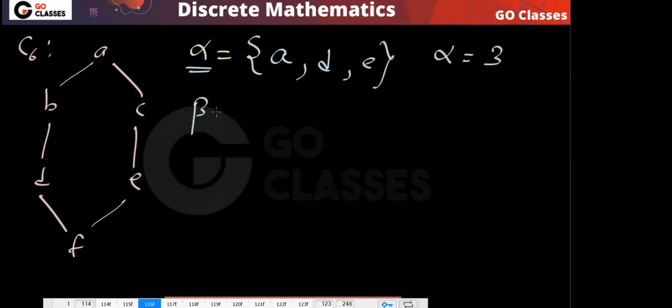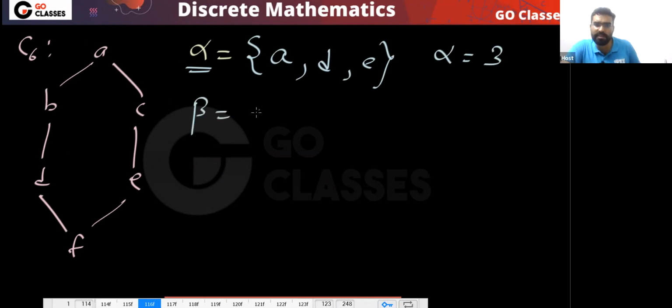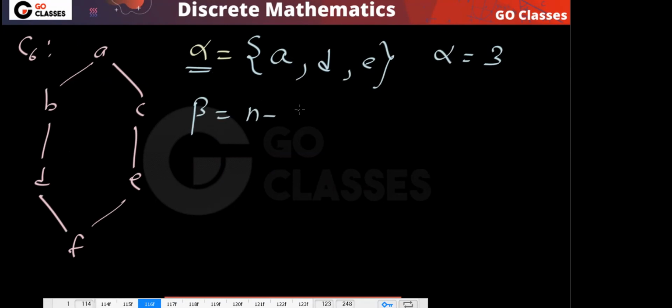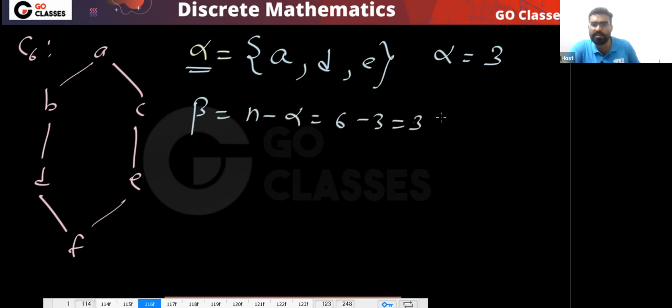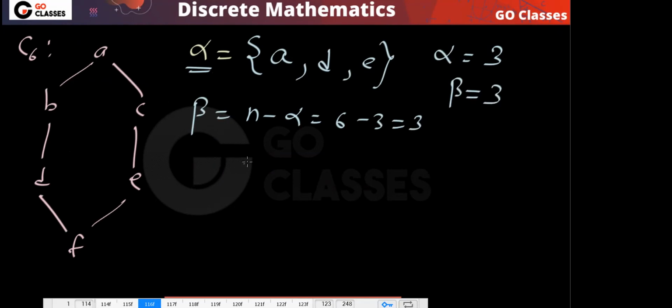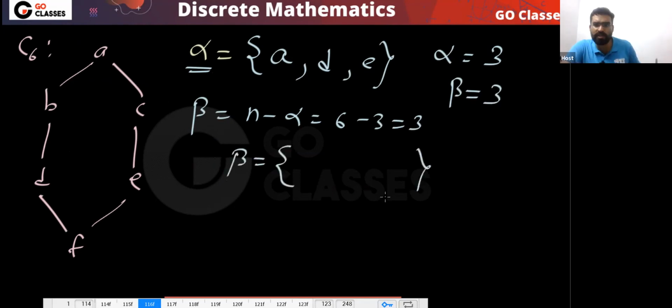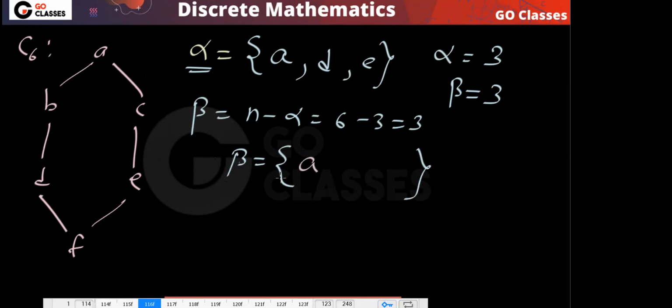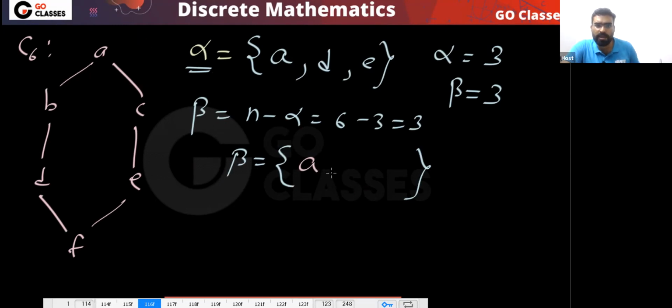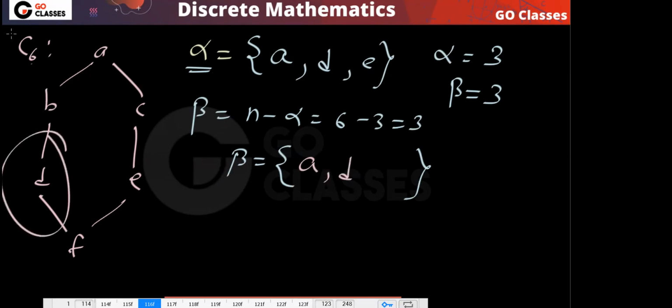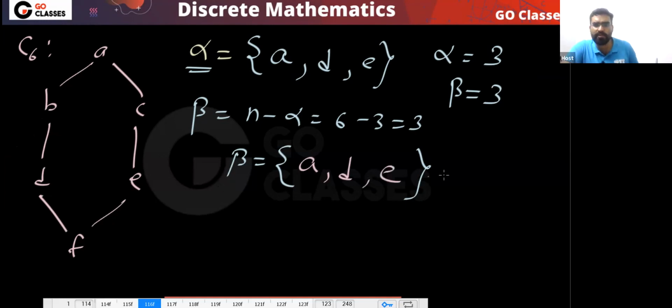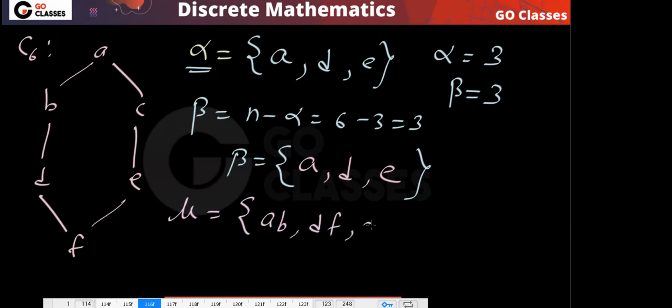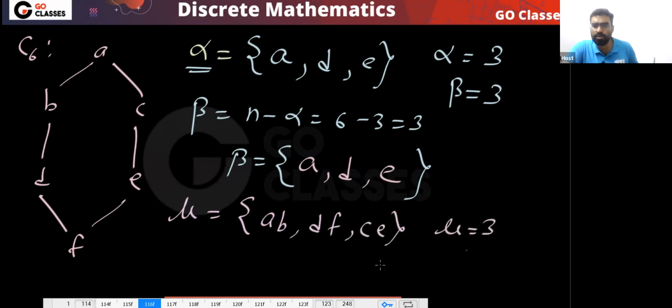And what will be beta? Beta means vertex cover. So if alpha is 3, then beta will be n minus alpha, that is 6 minus 3, which is 3. So beta also will be 3. Basically, what is the smallest vertex cover you can create? If I take A, then these two edges will be covered. If I take D, then these two edges are covered. Now I have to take E so that I can cover all the edges. So beta will be 3. Next, what is matching? I can take AB, I can take DF, I can take CE. So mu will be equal to 3.